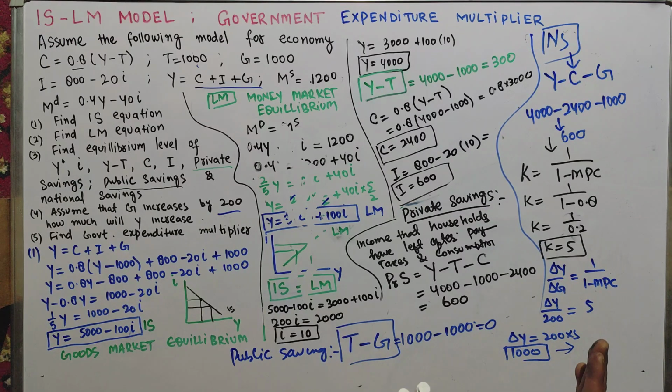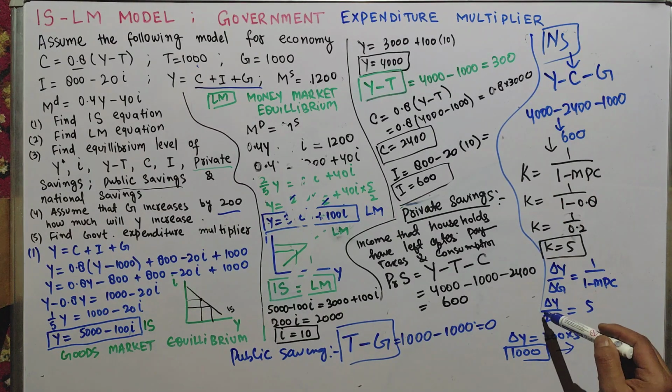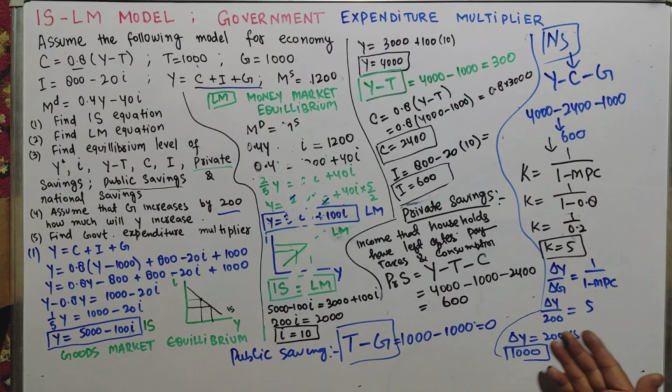If you are confused about the government expenditure multiplier and how I arrived at this result, I can derive it in another video if you like. I hope I made myself clear. Thank you.